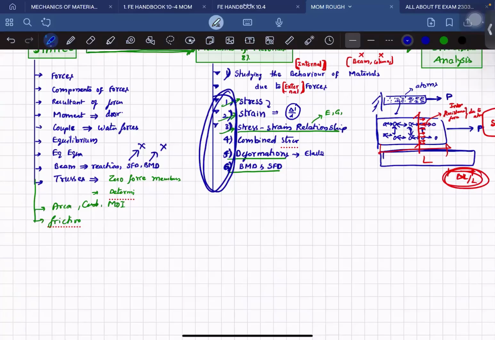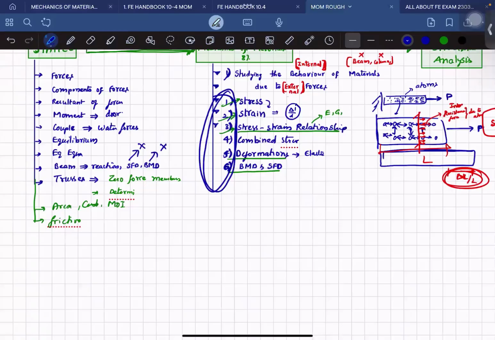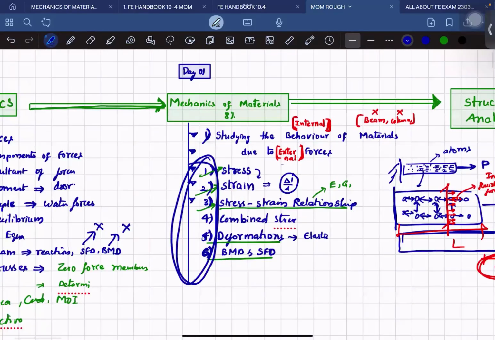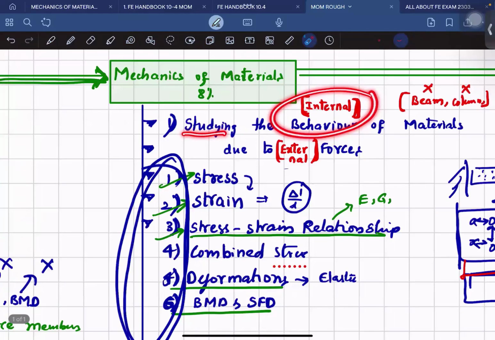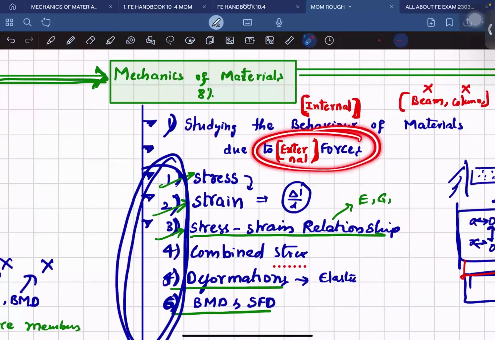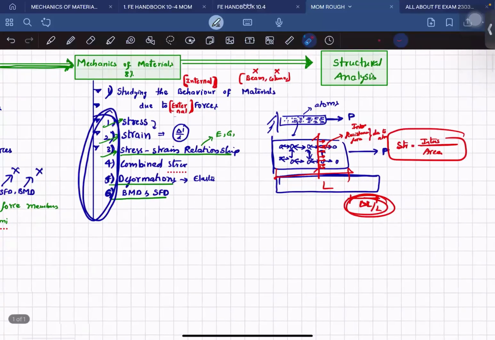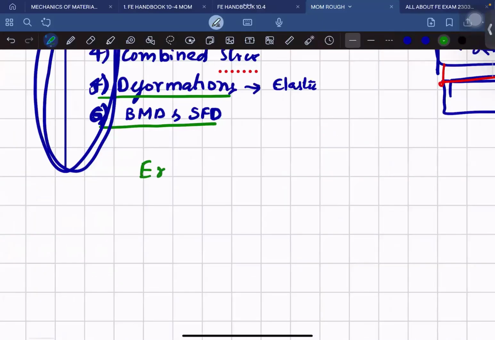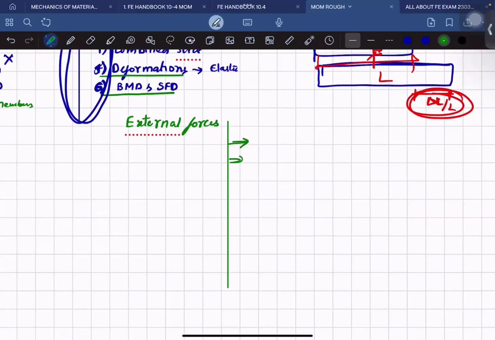Okay, let's see. I told you that mechanics of materials is just studying the internal behavior of materials due to external forces. These external forces can be of many types. Now you tell me, what are the different types of external forces we can see in civil engineering or in any other cases? Tell me.